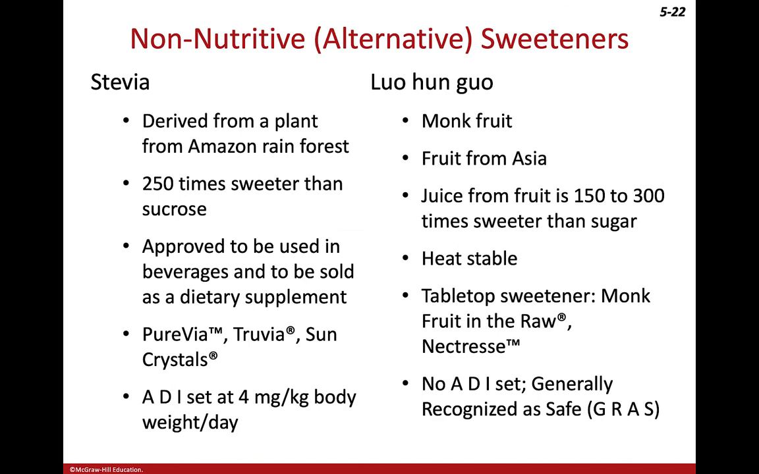Now there's no ADI set for monk fruit. What you will see is the abbreviation generally recognized as safe, or GRAS. That is an abbreviation that you should be familiar with. We introduced that in chapter 3.